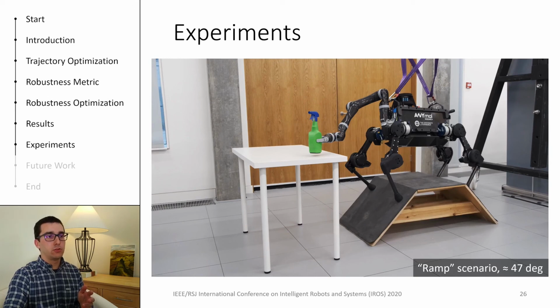This next video shows the robot on the ramp scenario, which is challenging due to the slopes with a grade of 47 degrees.